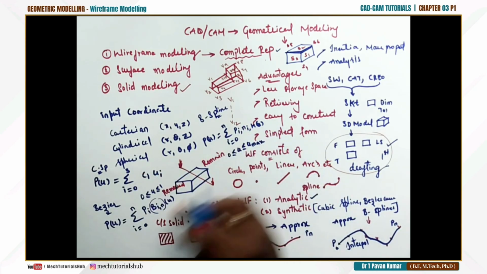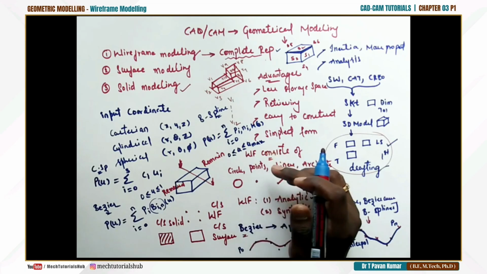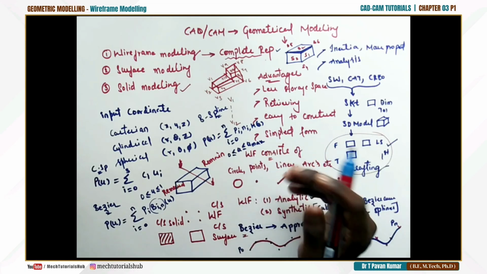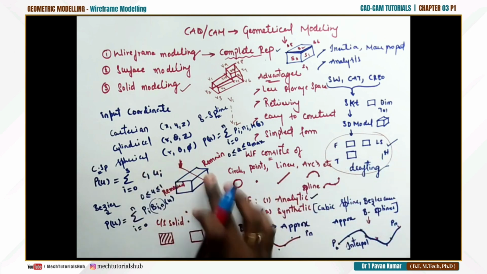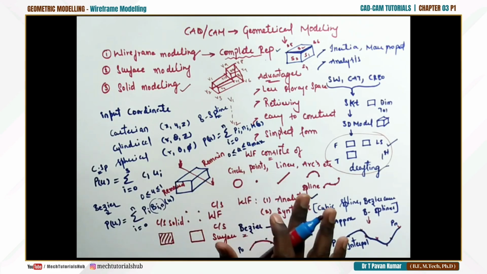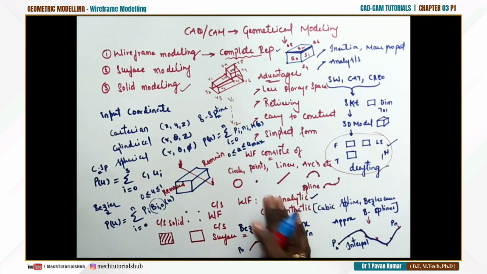These 3 equations need to be remembered when somebody asks you to define them in part A, maybe in part B. If they ask you to define, you need to define these curves with the help of the approximation or interpolation level followed by an equation. That's it for now. This is all about wireframe modeling, and in the second part of geometrical modeling we'll discuss surface modeling, and in the third part we'll have a discussion on solid modeling.